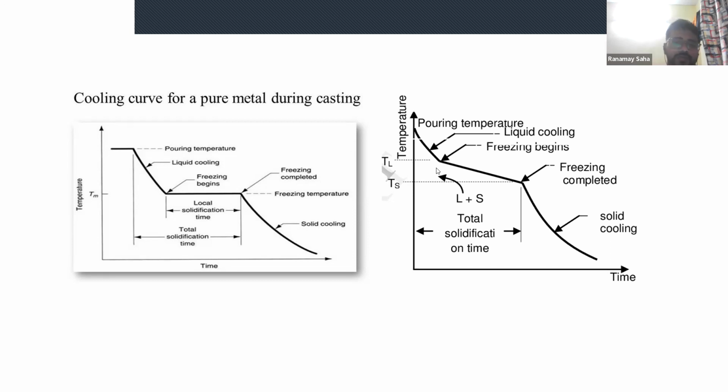So what happens as a result is a phenomenon called dendrite formation. The zone in which this dendritic formation happens is called the mushy zone. This mushy zone is absent in the case of pure metal.